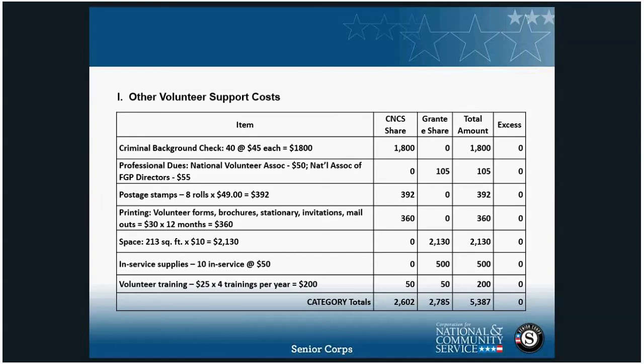Again, this just illustrates the narrative, how it should be portrayed in your approved budget. One thing I will mention here is the criminal background check. For some reason, eGrants is preventing you from providing us with detail in the narrative. So what you would do is create a new line item so that you could put the cost per criminal background check in that narrative section.